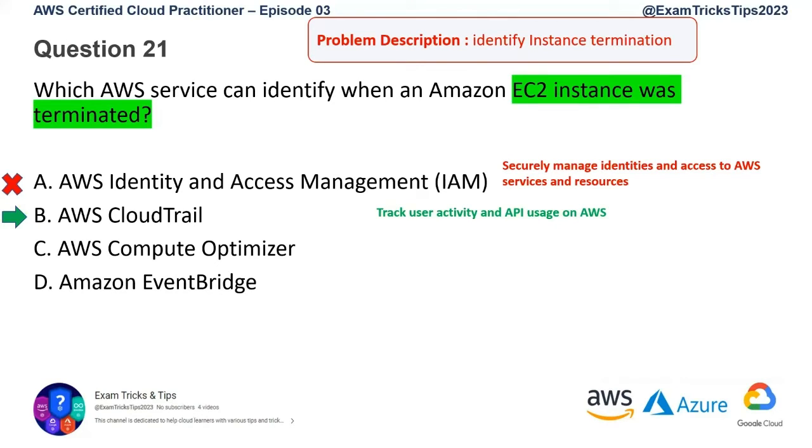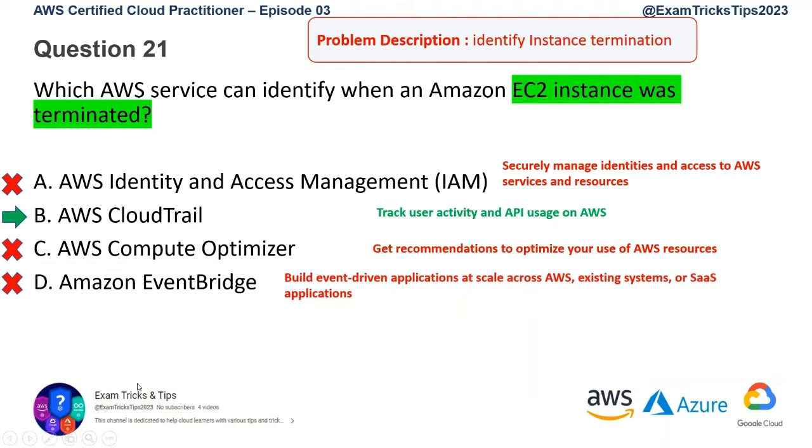Third one is AWS Compute Optimizer. Compute Optimizer gives you recommendations to optimize your AWS resources, and it's basically a recommender role. It's not going to help you investigate or identify if an instance was terminated. And the last one we have is AWS EventBridge, which is used to build event-driven applications at scale across AWS. So again, this doesn't appear to be the right answer to me. So from what we have, B appears to be the most accurate answer.